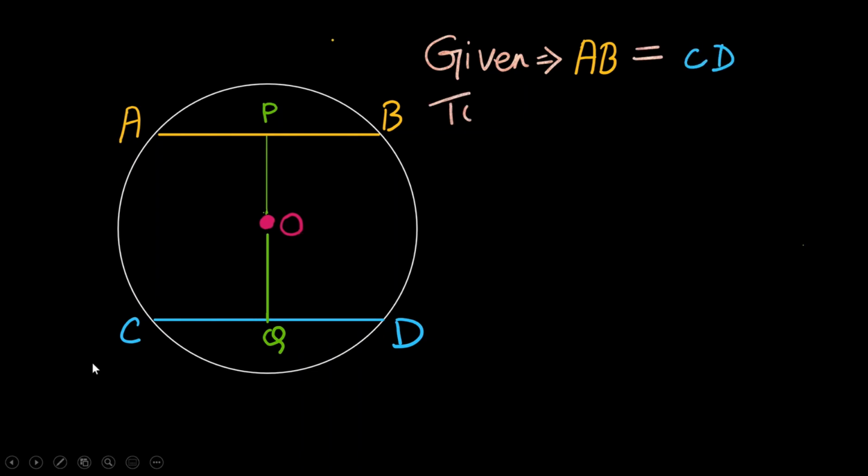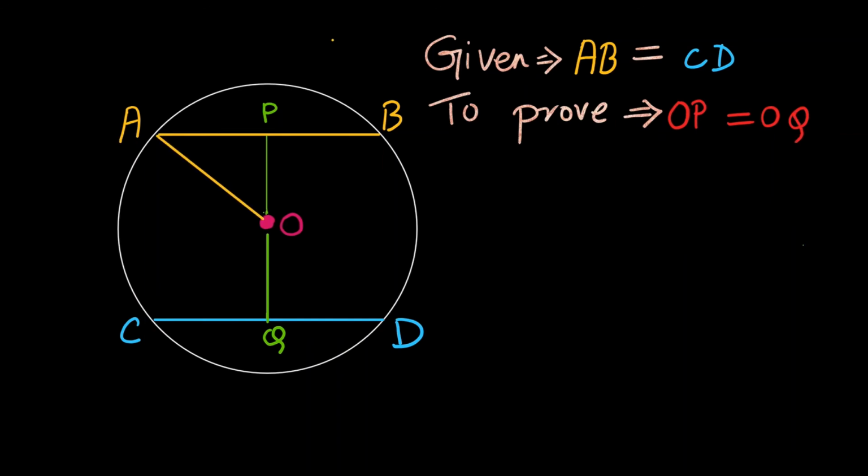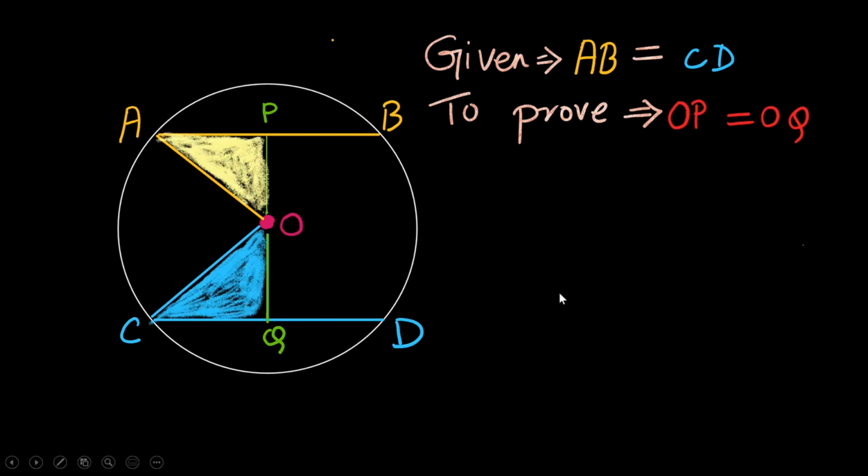Chords are given that AB is equal to CD, and we need to prove that PO is equal to QO, or OP is equal to OQ. Okay. So how can we prove? We'll do a simple construction here, right? And we will compare these two triangles, if you see. So we are comparing the triangles APO and CQO.